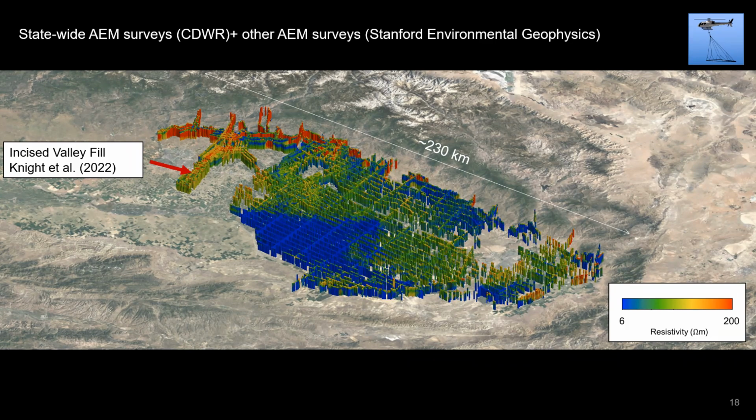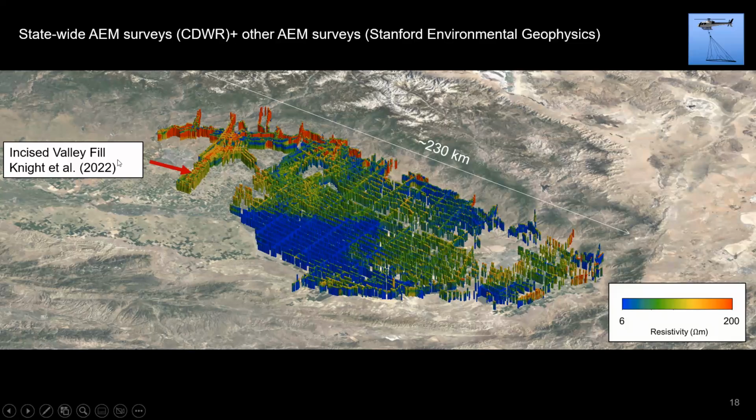And that's what you can get out of airborne electromagnetic data. This is about a 230 kilometer length scale. So it's a very effective methodology to map out a large area fast. And I want to emphasize that this part is the location where we, Stanford Environmental Geophysics, flew. And it's in our recent paper. And that's what we were really targeting to map out, what we call the incised valley fill.